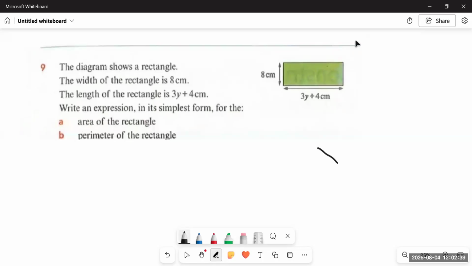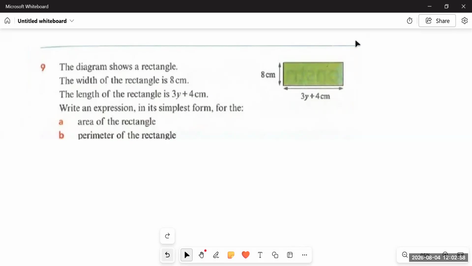This is Cambridge Lower Secondary Book 7. And today we are going to do some questions related to exercise 2.4. We have already covered some of the questions earlier, and now we are heading towards the last few questions, starting from question number 9, which is all about expanding the brackets.